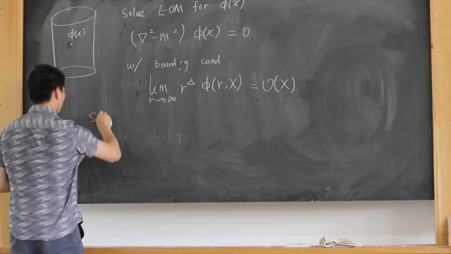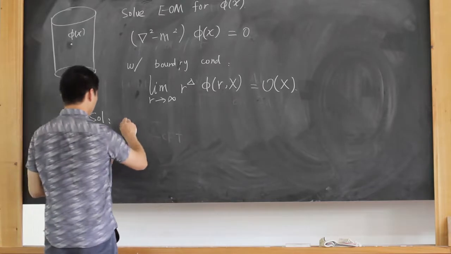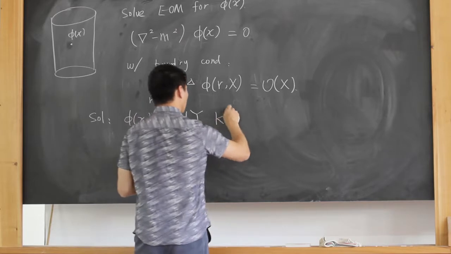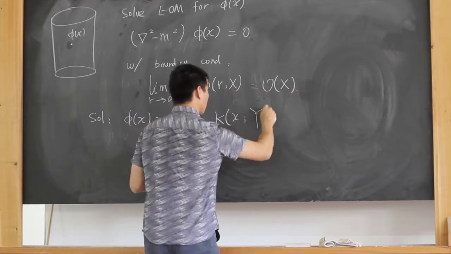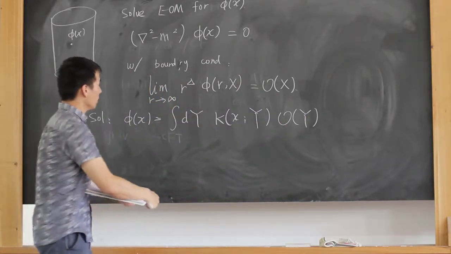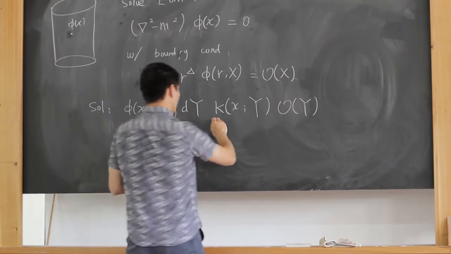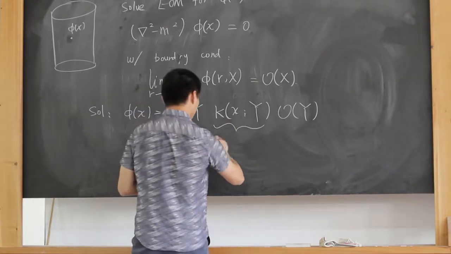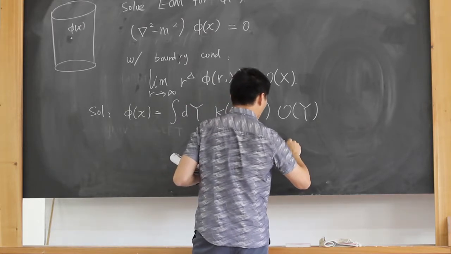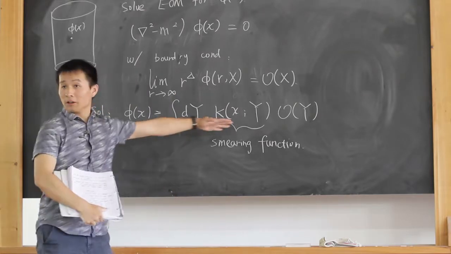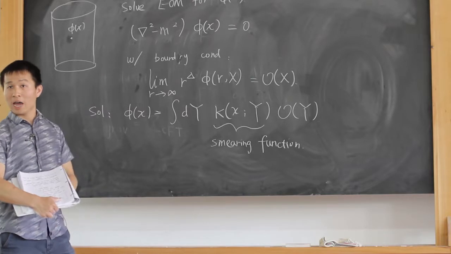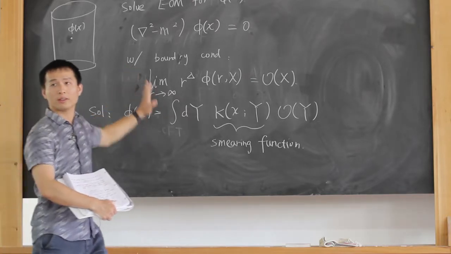The solution is obviously given by some Green's function, because this is a linear set of equations. And the Green's function in this problem is normally called a smearing function, because it tells us how to smear a local operator in the CFT to get a non-local operator in the CFT. And that non-local operator is what corresponds to a bulk operator, at least in this free field limit.